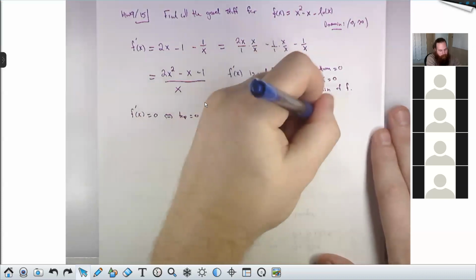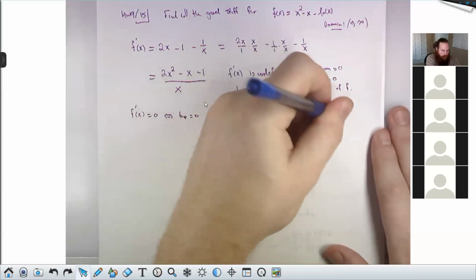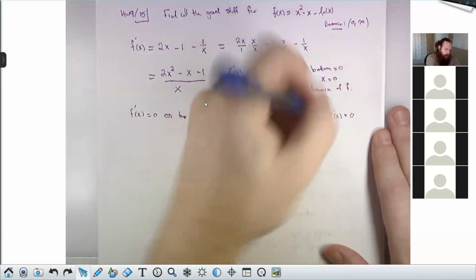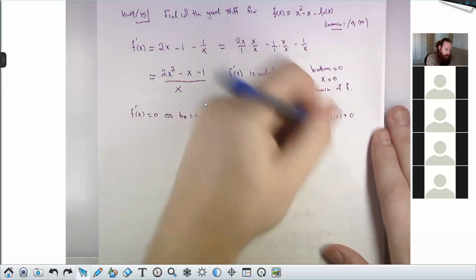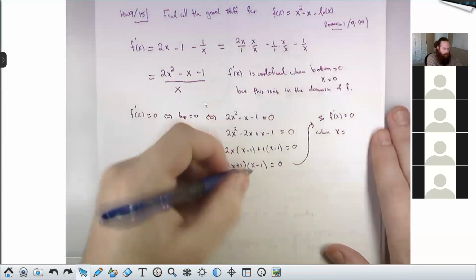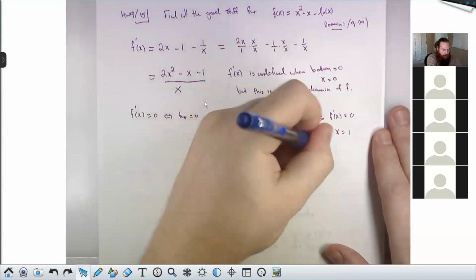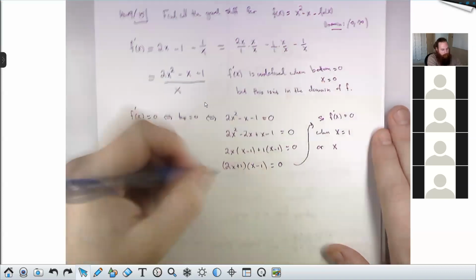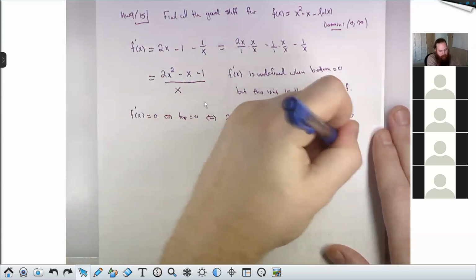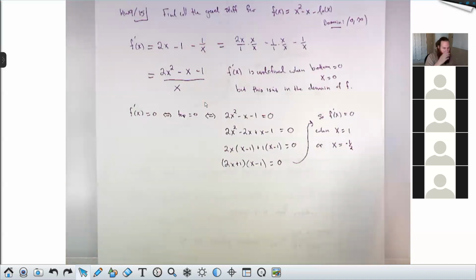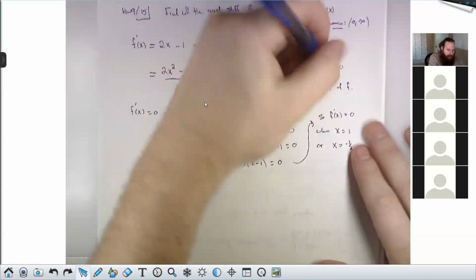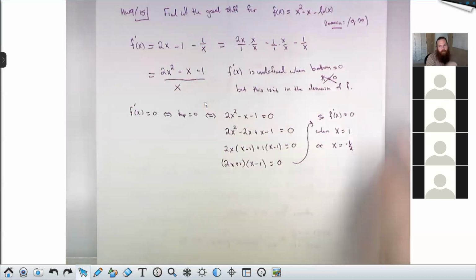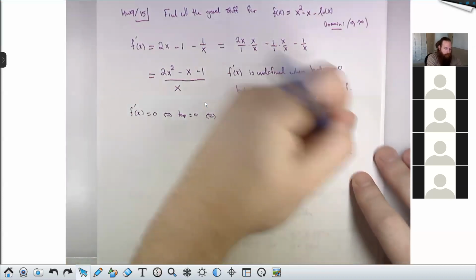So f primed is equal to 0 when x is equal to 1, or from this guy, -1/2. But again, just like I don't need the x equals 0 guy because it's not in my domain, the -1/2 guy is also not in my domain.